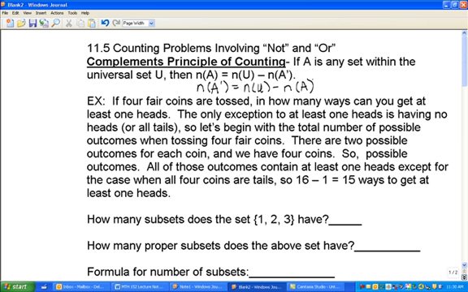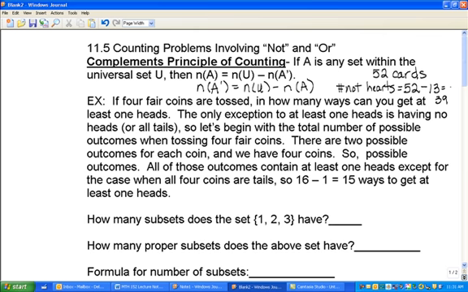So if we're talking about a deck of cards, 52 cards, and let's say we want to know the number that are not hearts. What we can do is take the number in the universal set, which is the 52, minus the number of hearts, which is 13, to get the number that are not hearts, which would be 39. So that's basically what we're talking about here with the complements principle of counting.